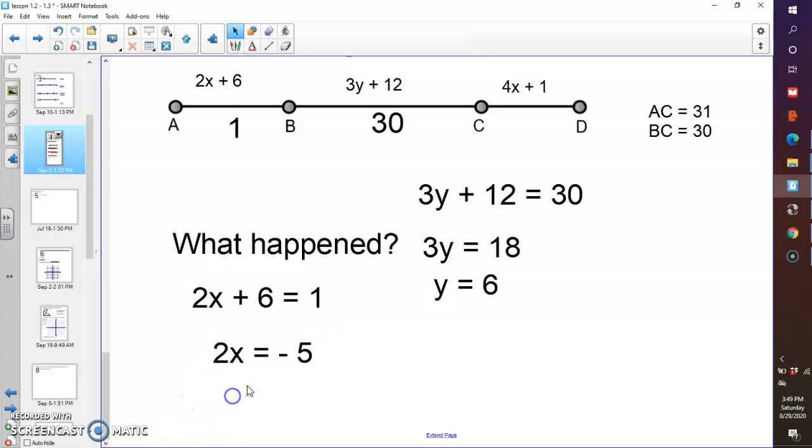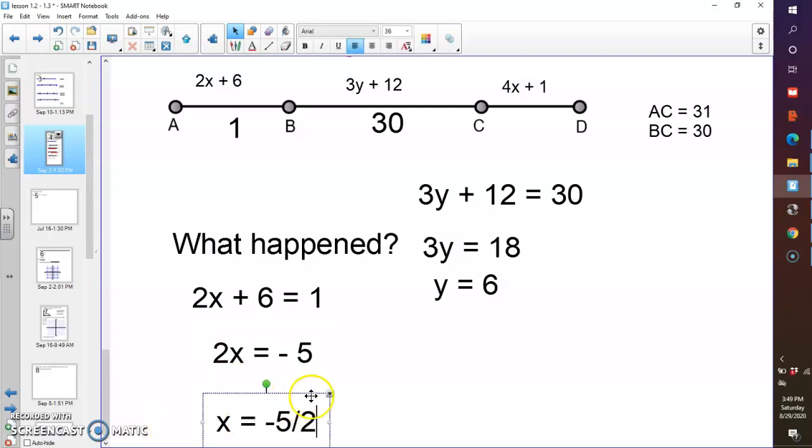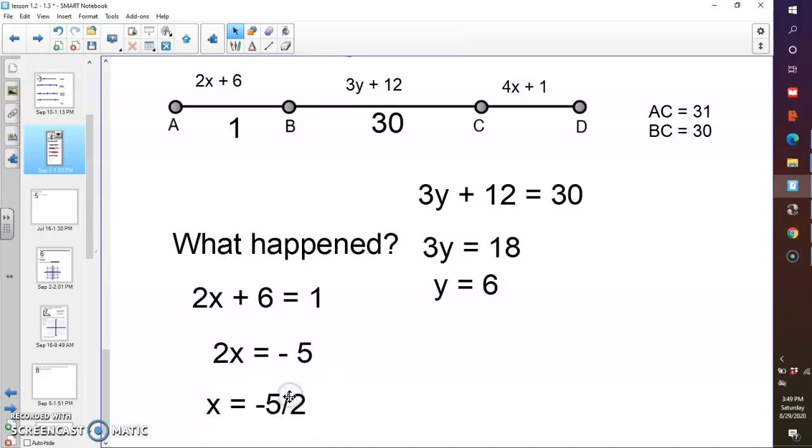And then when I divide by 2, I get x equals negative 5 divided by 2. And I know it's a negative fraction, but that's okay. 2 times negative 5 halves is negative 5, and negative 5 plus 6 is 1. The issue comes here, and this is why it's important to check your work and make sure things make sense. When I plug in negative 5 halves here, negative 5 halves times 4, well, 4 divided by 2 is 2, and 2 times negative 5 is negative 10. So 4 times negative 5 halves is a negative 10, plus 1 is a negative 9.